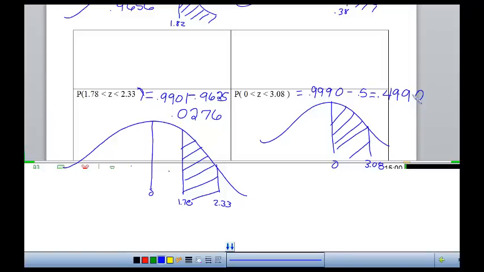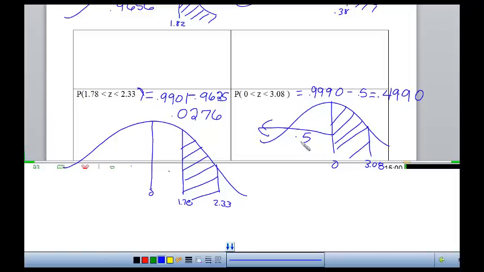Okay, we know automatically for 0 the area to the left is 0.5. Again, because of symmetry. And also the area to the right would be 0.5 if ever we needed to know that. Okay? That's the table. How do you feel about the table? It's okay. It's not the worst thing in the world.